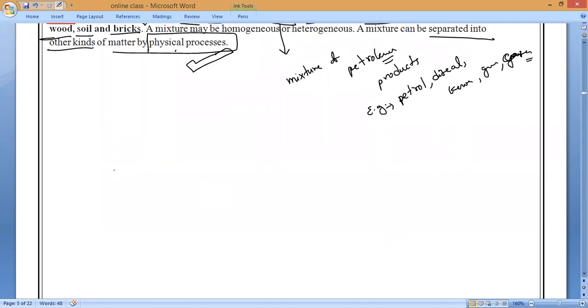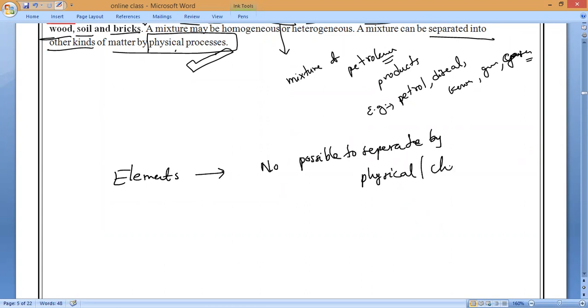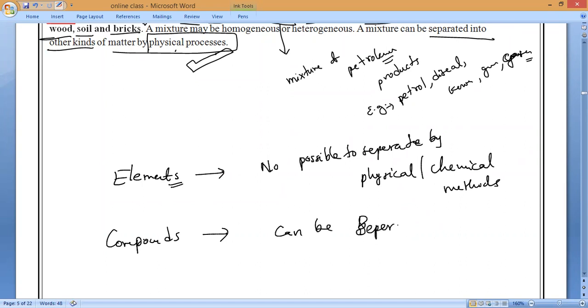Now, I want to say one more interesting thing. First one is elements. Elements are not possible to separate by physical or chemical methods, because an element itself is pure. Next, compounds. Compounds cannot be separated by physical process, but can be separated by chemical process.